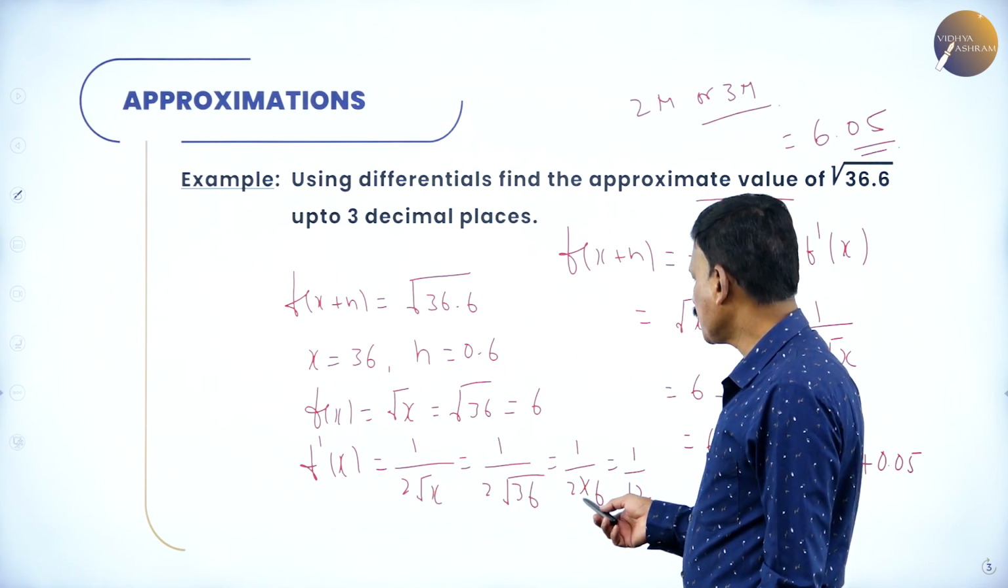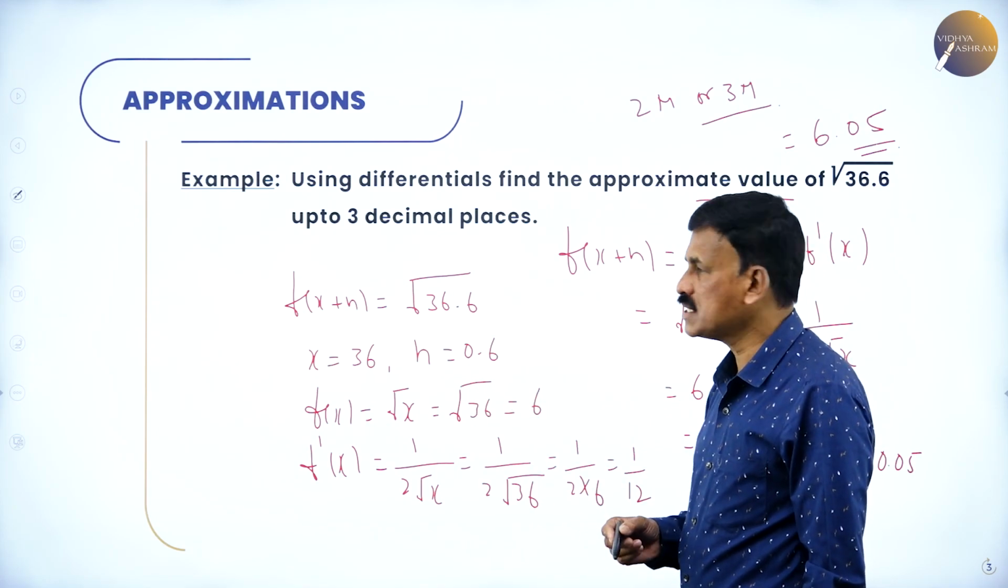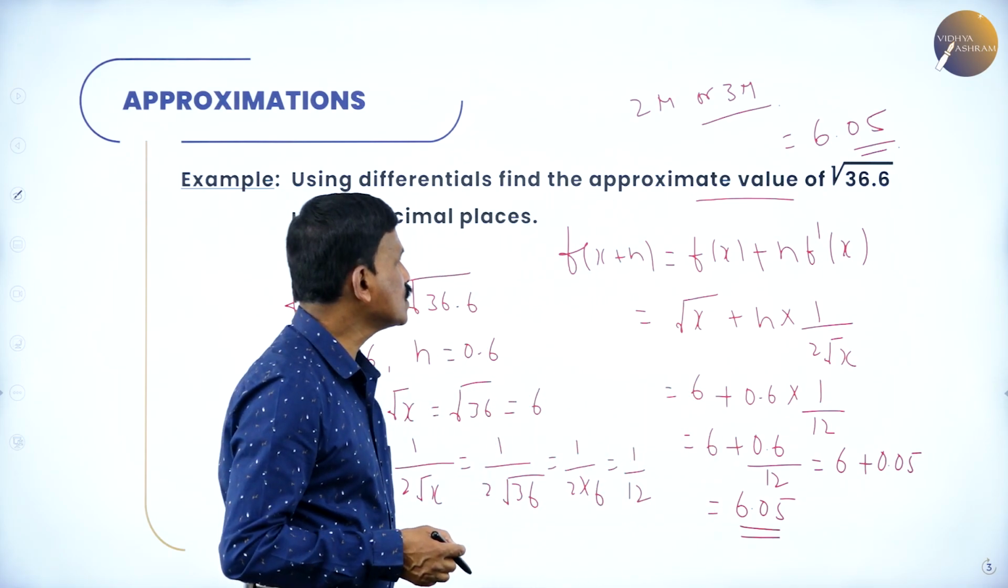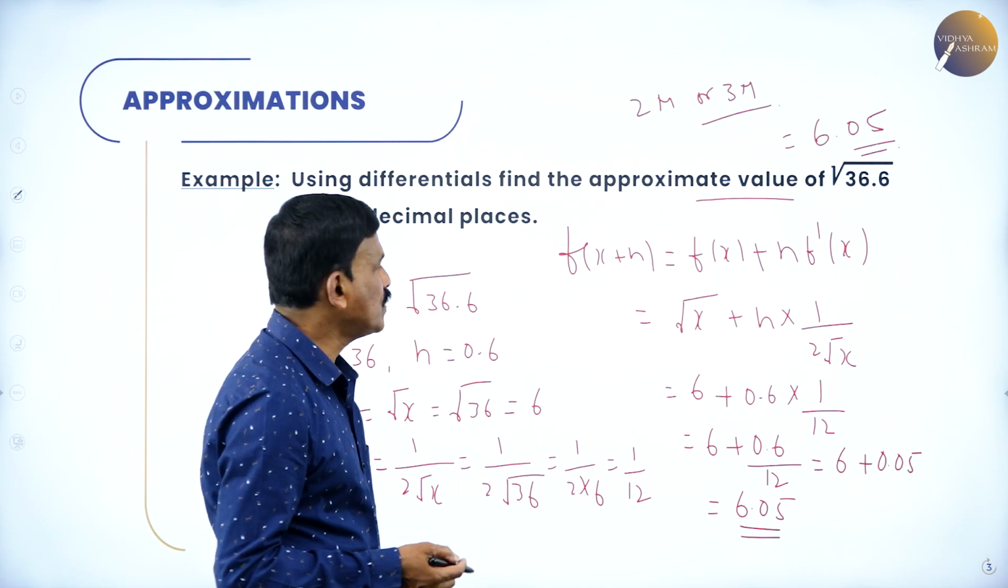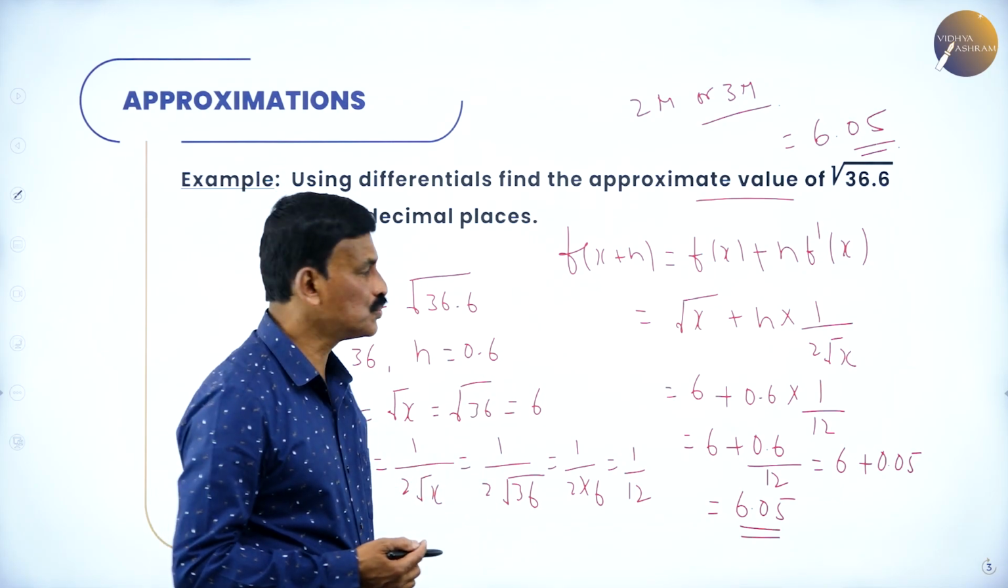1 over 2 into root of 36 is 1 over 2 into 6, which is 1 over 12, and h is equal to 0.6. So here, what is the formula? f of x plus h is equal to f of x plus h into f dash of x. f of x is root x, and f dash of x is 1 over 2 root x.